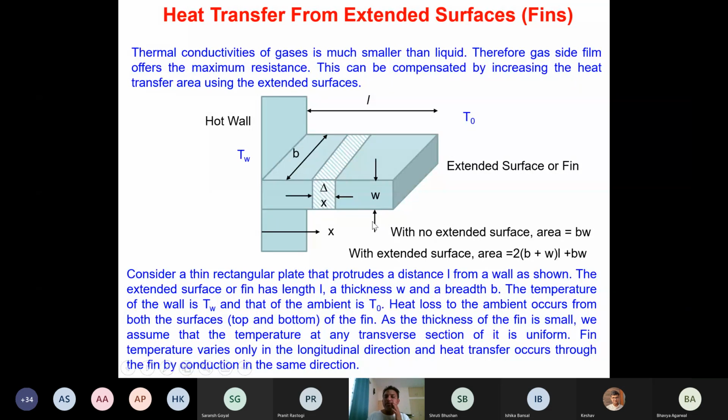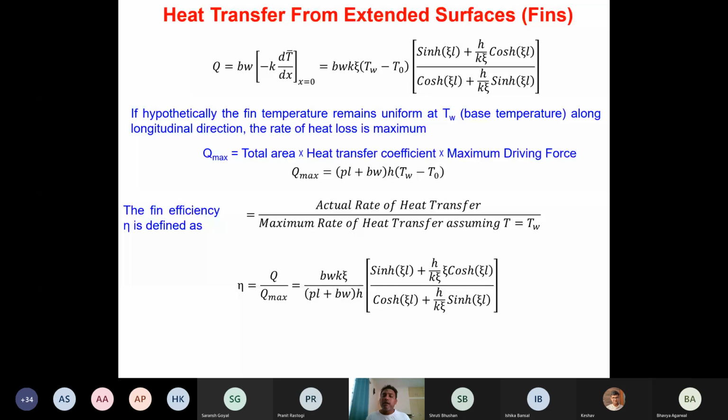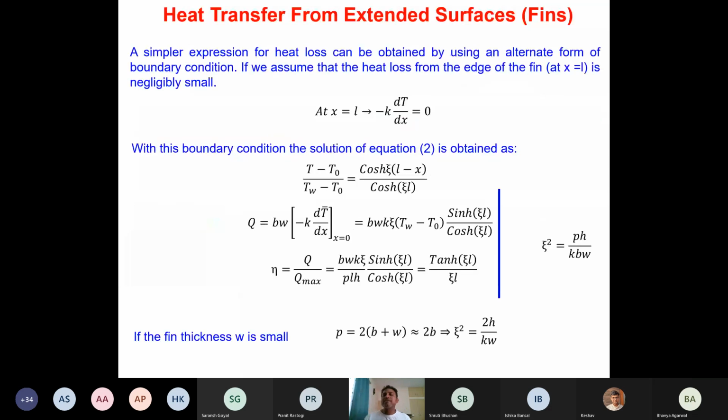In a real case also, we in general want to design a fin in such a way that the total amount of heat that is being conducted should be dissipated by the time it reaches the end. So that's a realistic assumption, and based on that, my boundary condition changes. Remember, my boundary condition now changes.